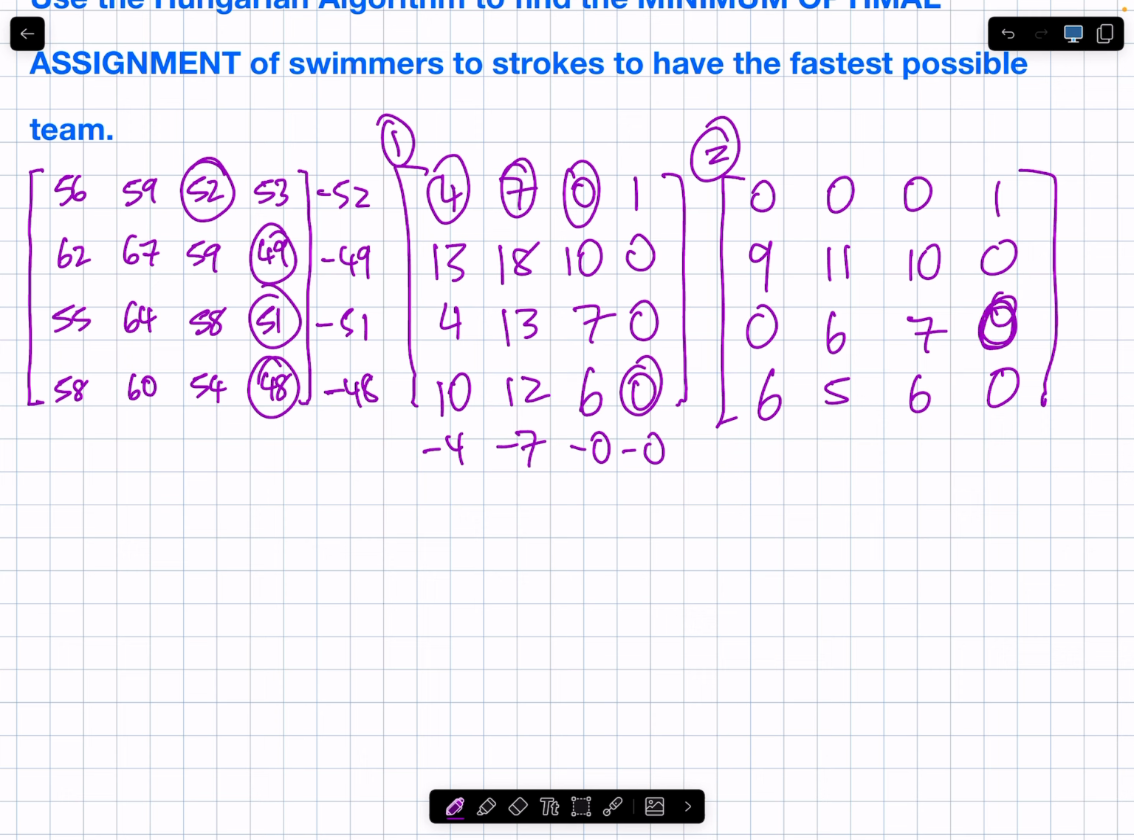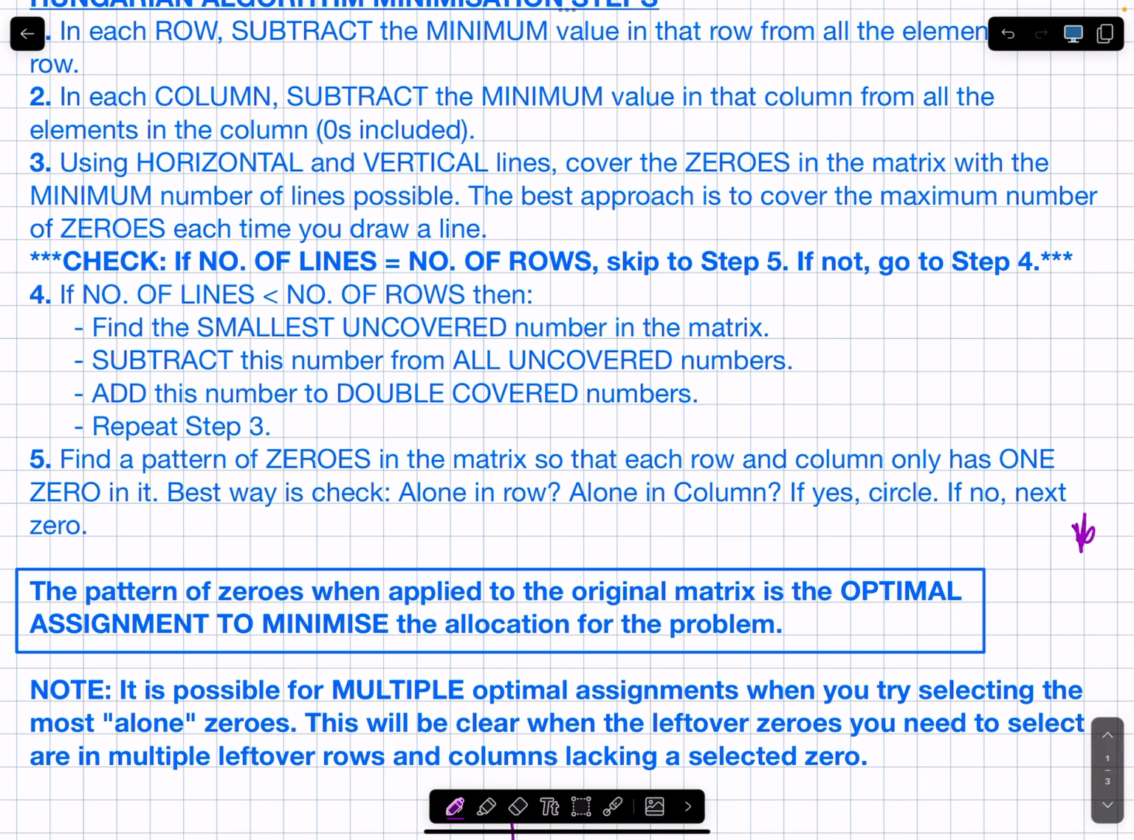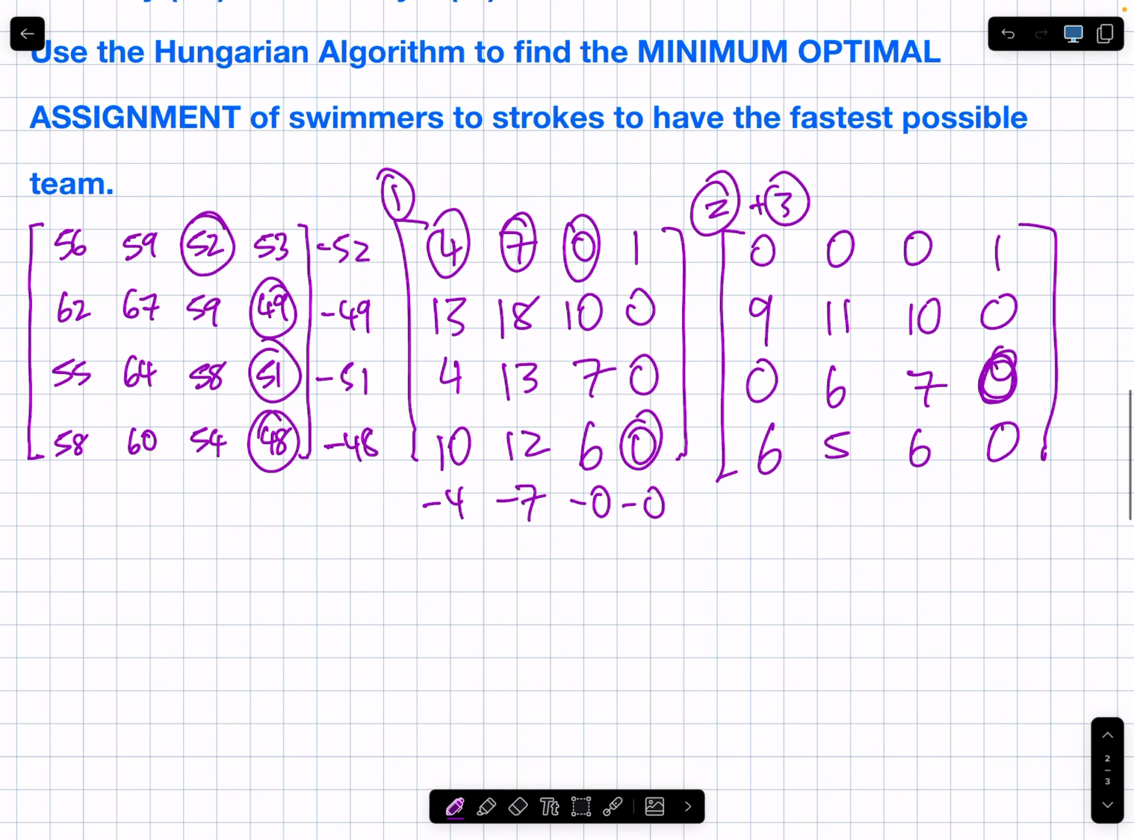So this is step 2 and 3 here. What did I say in step 3? Using horizontal and vertical lines, cover the zeros in the matrix with the smallest number of lines possible. The best approach is to cover the max number of zeros each time you draw a line. If I look at this matrix, what is the most zeros I can cover with a horizontal or vertical line in one step? 3. You've got 2 choices here. Do you agree? It doesn't matter as long as you're hitting as many as possible.